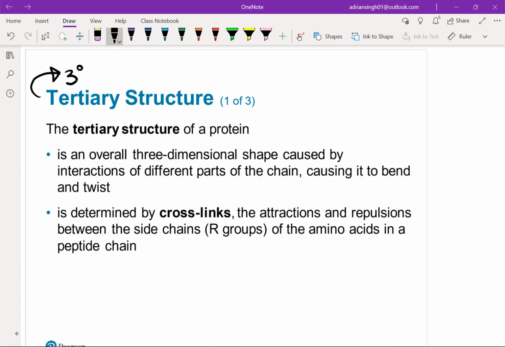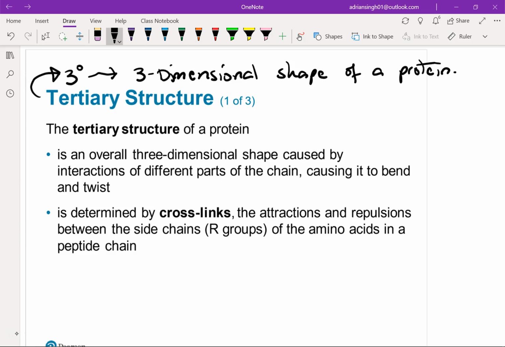All right, so the third level of protein structure is called tertiary. That's how we abbreviate tertiary. The tertiary structure, third level, represents the 3-dimensional or 3D shape of a protein. How does it actually look in 3 dimensions? That would be caused by all sorts of different types of interactions between different sections of the protein chain itself that would cause that protein chain to bend and twist and make a particular shape.